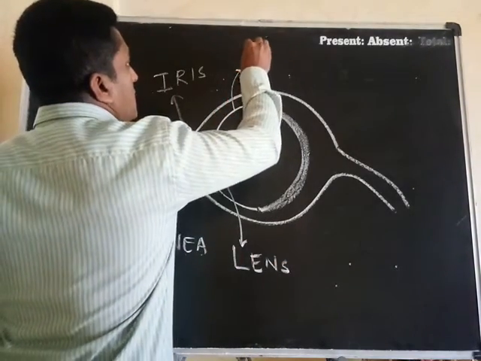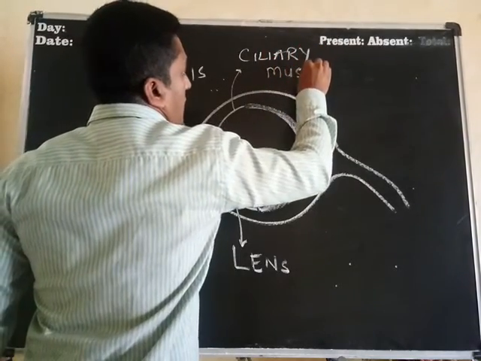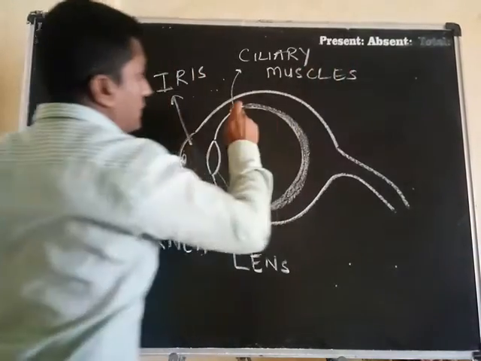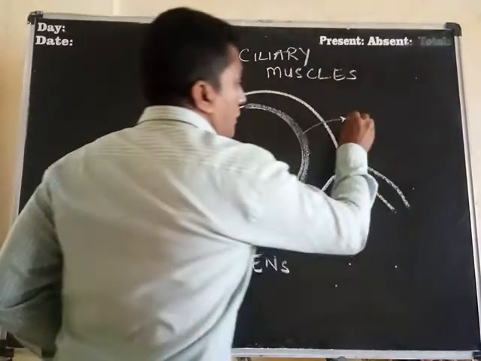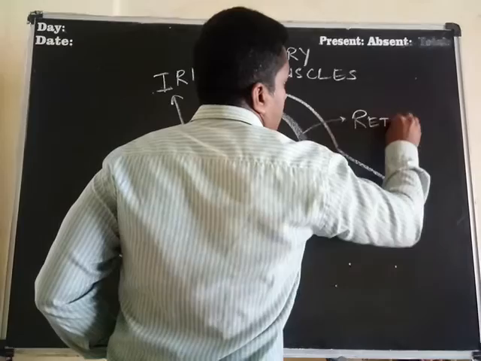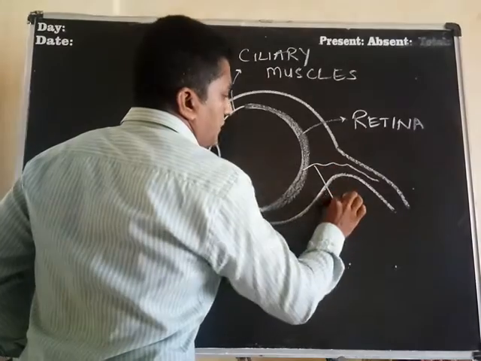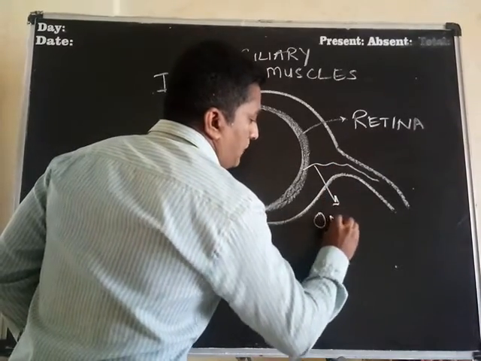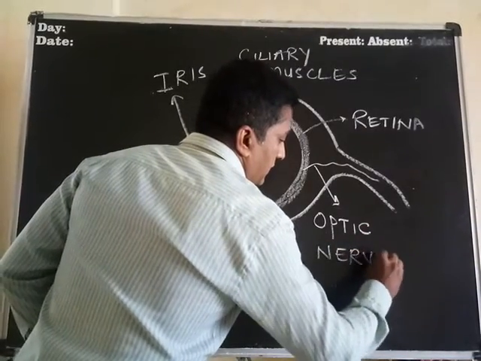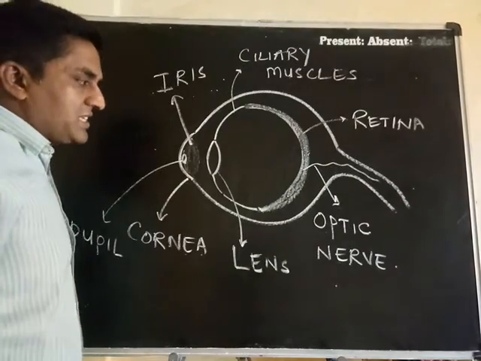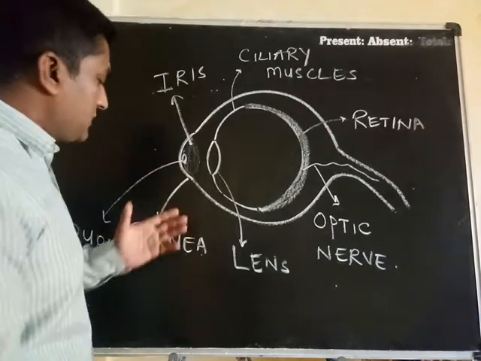These are called ciliary muscles, here as well as here. This is one of the most important parts of your eyeball, and that is called the retina. And obviously from here something goes in the form of nerves, and these are called the optic nerve. Right, now everybody, let me explain exactly what I have done here.